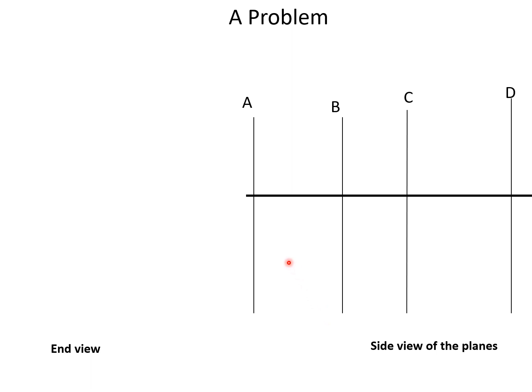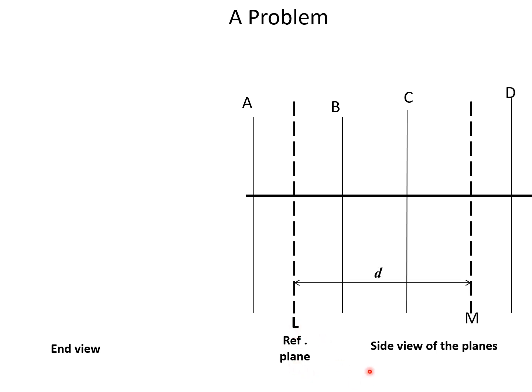Let us say that A, B, C, D are in some planes. Let us say that there is a plane L which is known as a reference plane. There is another plane M which is at a distance D from the L plane. Let us say that we have taken the reference plane as L, then LA is the distance between L and A. Distance between L and B is LB. Distance between L and C is LC. Distance between L and D is LD. So these are the distances, and now we try to see some masses.